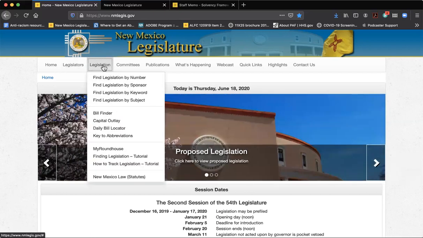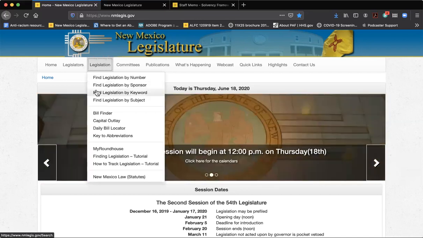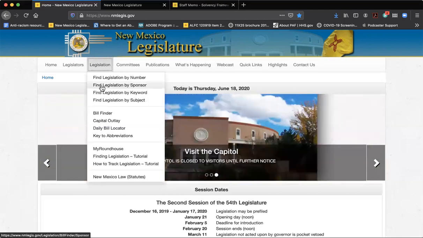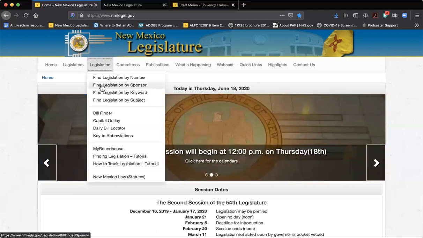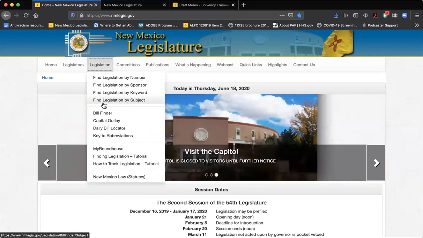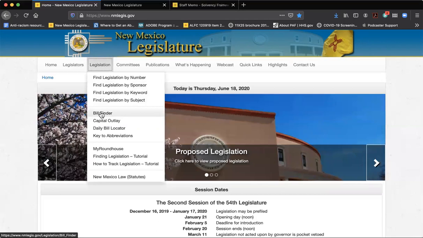On the legislation, basic searches by number, sponsor, keyword, or subject. Number and sponsor, those are two that you would actually have to know who sponsored or the specific number of the bill, memorial, resolution, or joint resolution, and which chamber it came out of. Doing it by keyword or subject is a little bit more broad to see an issue that it is that you're looking for.